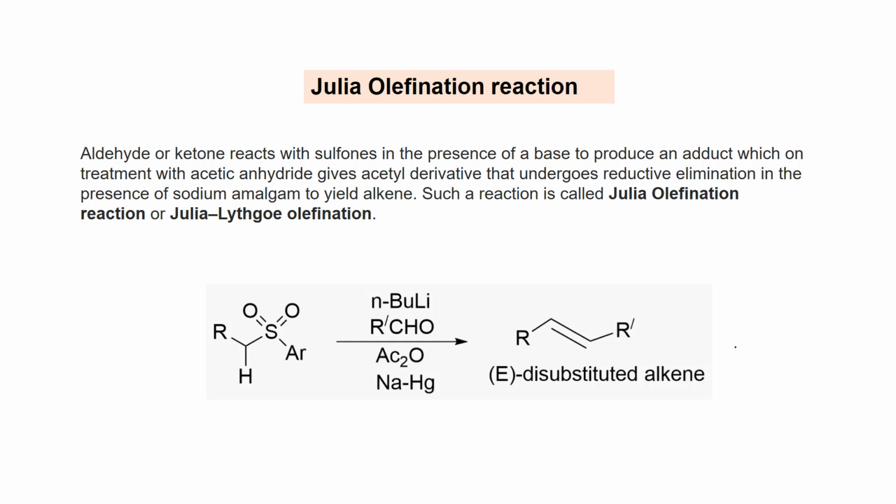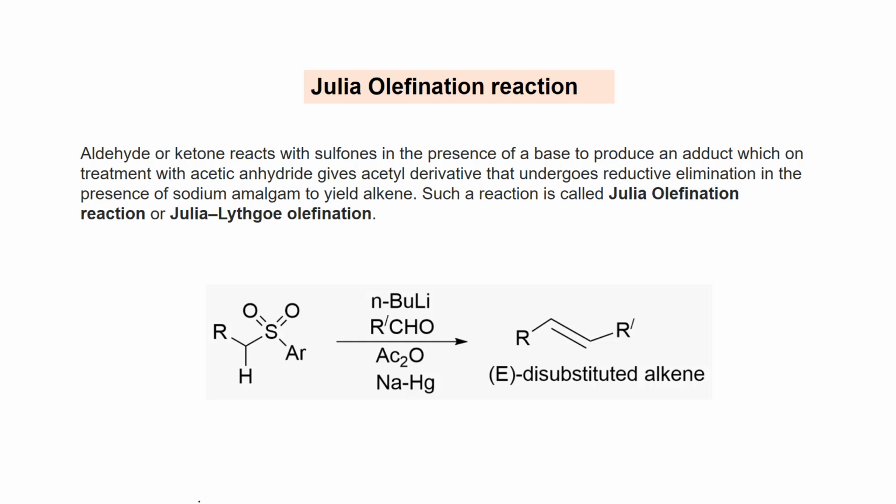Like in case of Peterson olefination reaction, just by changing the condition of the reaction, you can get E and Z. Similarly, in case of Wittig reaction, just by changing the nature of the ylide, you can get E and Z. But in case of Julia olefination, irrespective of what you are using, you will just get E double bond. Okay, so if any reaction is given where you have to form an E double bond specifically, and you can't change the reagent, you can't control the reaction condition, then which reaction will you perform? You will just perform this Julia olefination reaction.